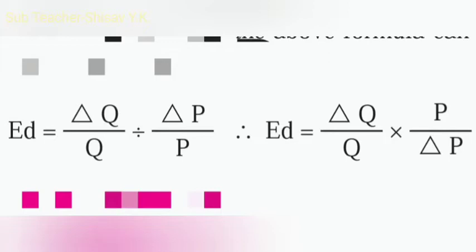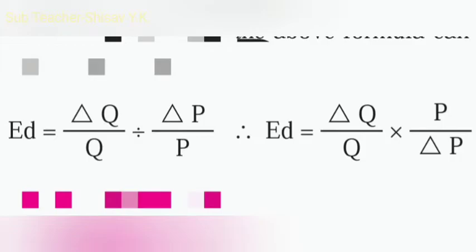And you know what is meant by delta Q, delta P, P and Q. Delta Q is equal to change in quantity demanded, Q1 minus Q, that means new demand minus original demand. Delta P is equal to change in price, that means P1 minus P, new price minus original price. And P means original price and Q means original demand.